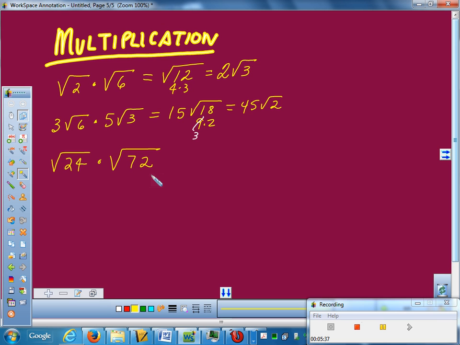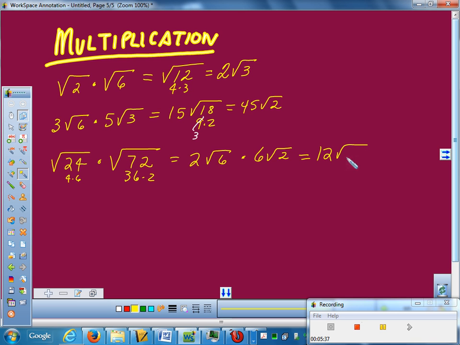So what breaks 24? 4 and 6. So that would become 2 times square root of 6. 72 we just did. What was the good number to break 72? 36 and 2. So that will give us 6 times the square root of 2. Oh, that's funky. 2 square root of 6 times 6 square root of 2. Which means I'm going to get what when I multiply?